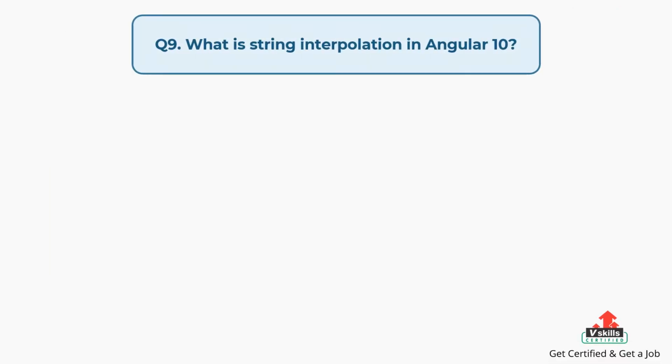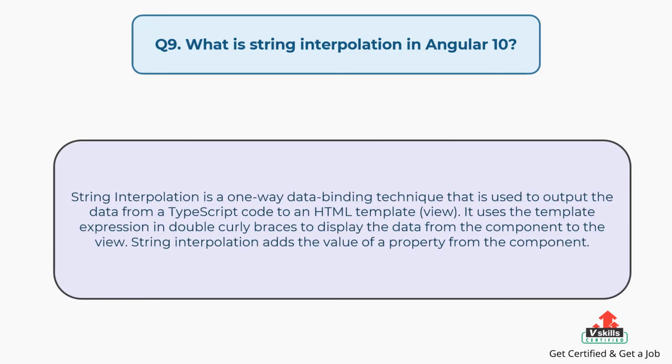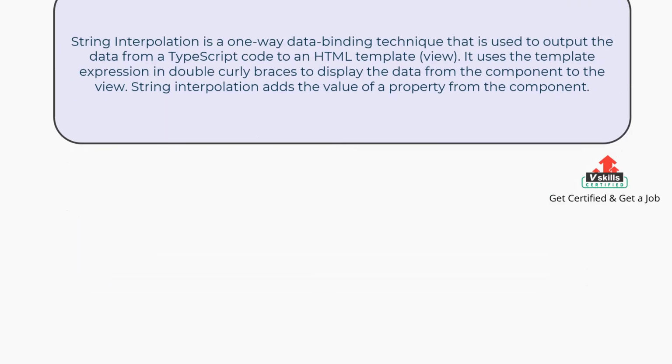Question number 9. What is string interpolation in Angular 10? The answer is string interpolation is a one-way data binding technique that is used to output the data from TypeScript code to an HTML template view. It uses the template expression in double curly braces to display the data from the component to the view. String interpolation adds the value of a property from the component.